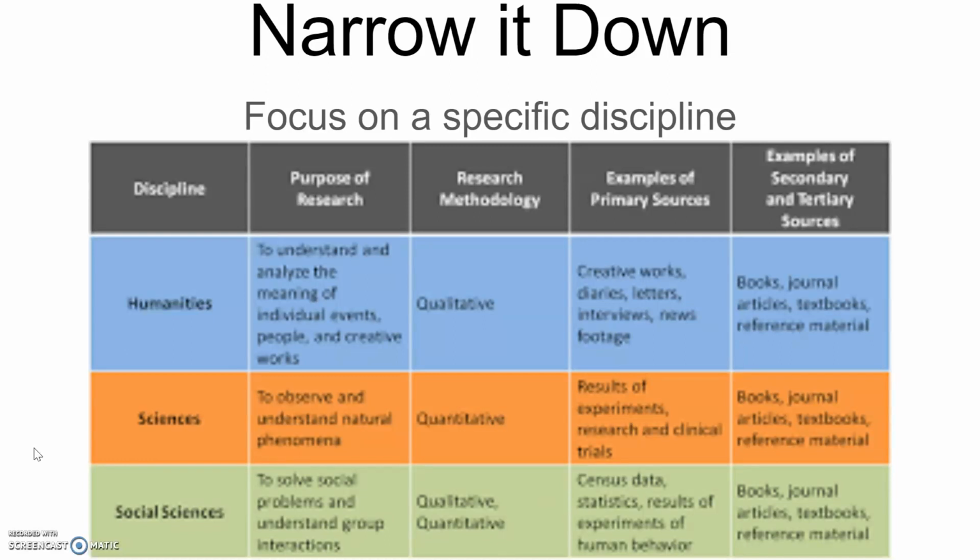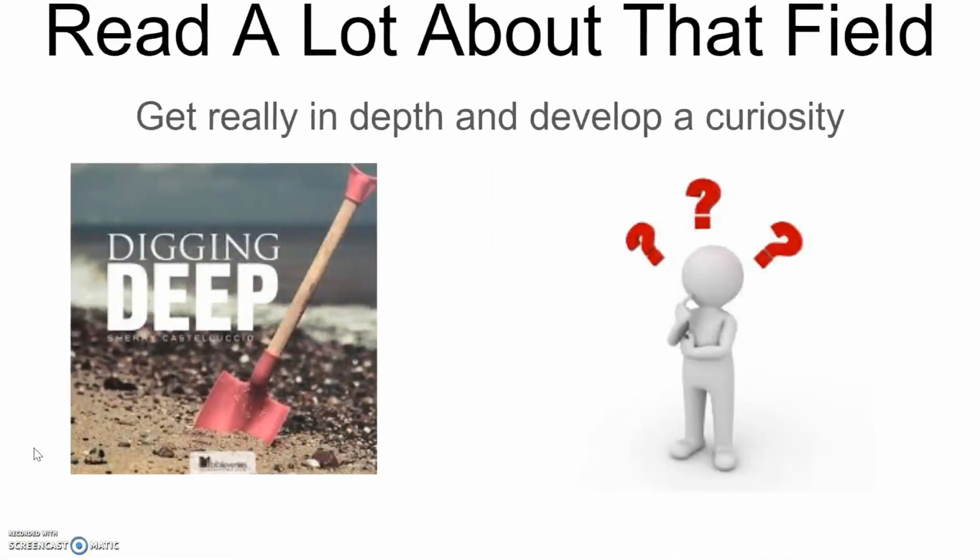And once you've narrowed it down to a specific discipline, you want to focus on a specific field. So let's say I focus on the scientific discipline, or natural sciences. There are a ton of natural sciences: biology, chemistry, physics, environmental science. You want to focus on specifically one of them and get really in depth and develop a curiosity. And this takes a lot of reading.